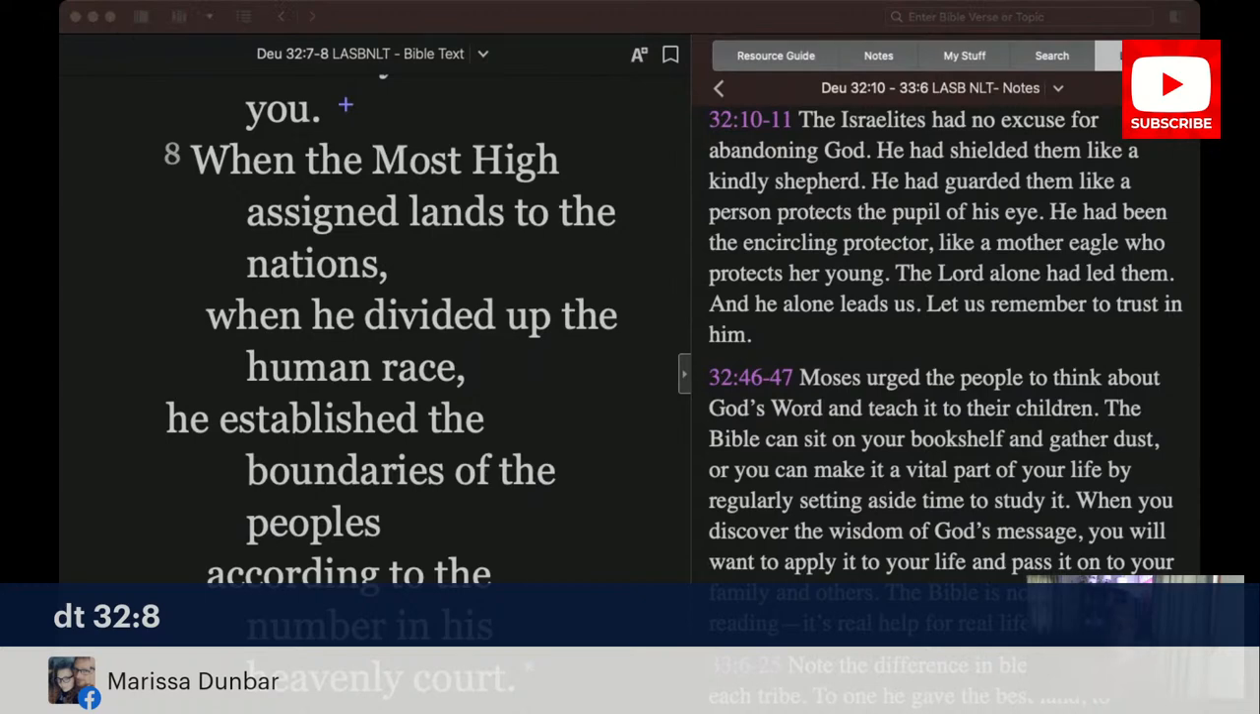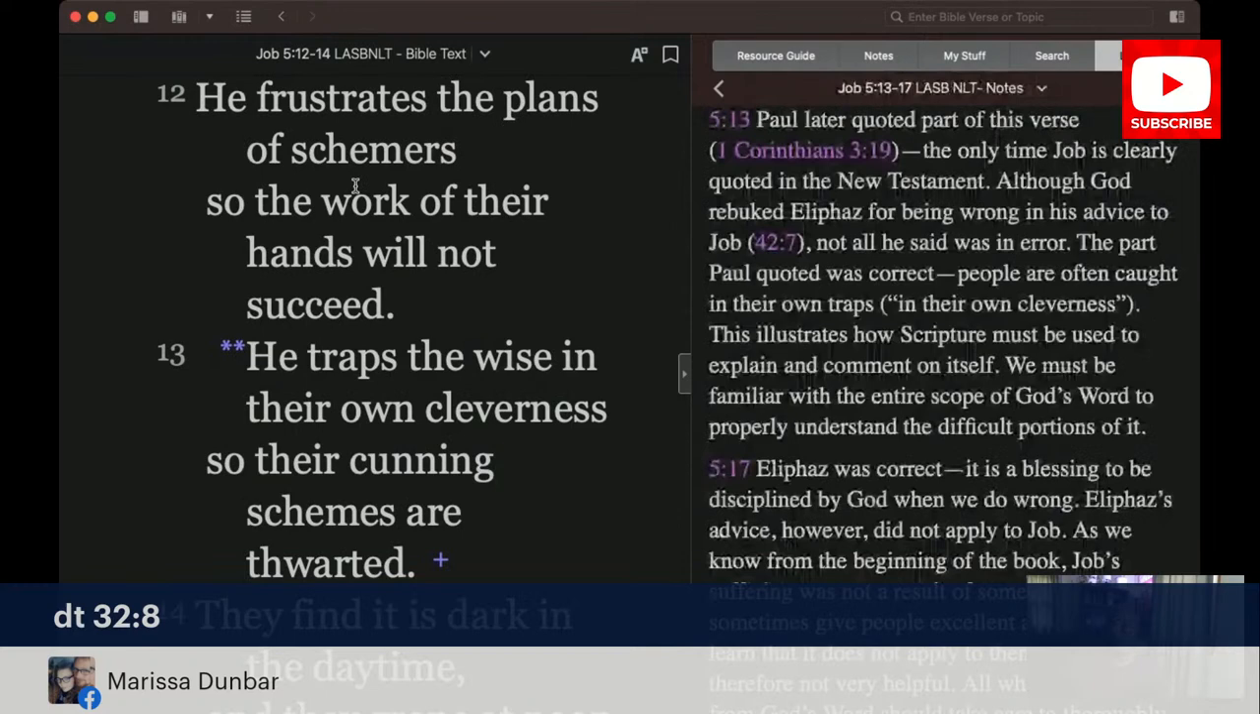Now let's look at some scripture of what I was pointing out before, the promised seed of the Savior, the confusing language and scattering the people over the earth. God was stopping man's godless purpose, but God was also preparing to save man by raising up a godly people. Let's look at Job chapter 5, verse 12. It tells us this: He frustrates the plans of schemers, so the work of their hands will not succeed.